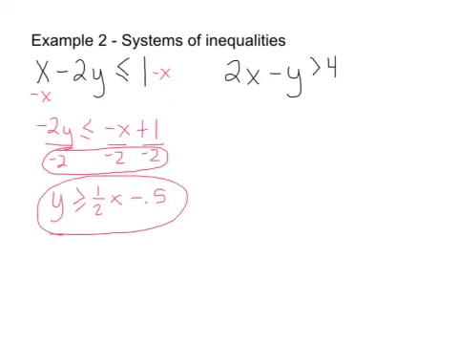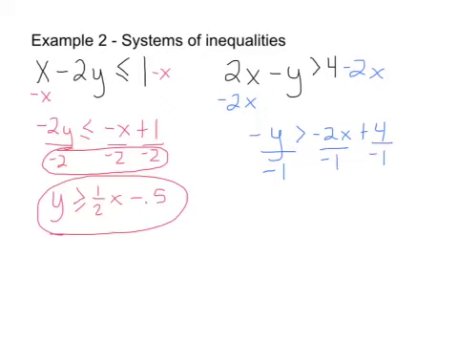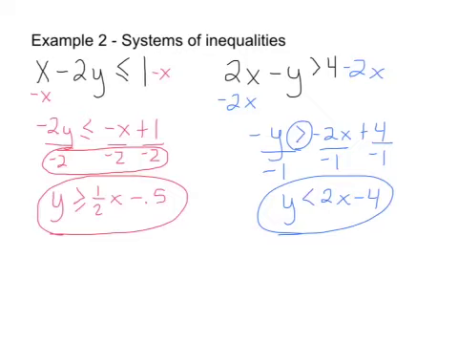My second equation, I'm going to subtract 2x on both sides. And so I have negative y is greater than negative 2x plus 4. And then I'll divide by negative 1 on everything. And I have y, again we have to flip the inequality, is less than 2x minus 4. So those are the two equations we need to graph.